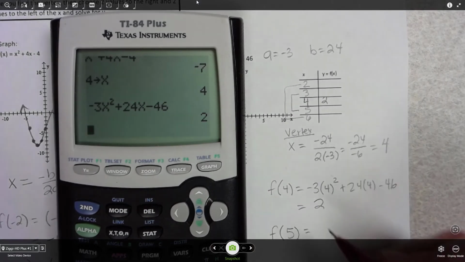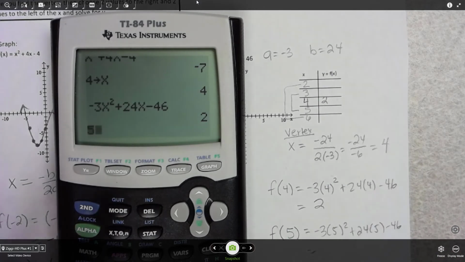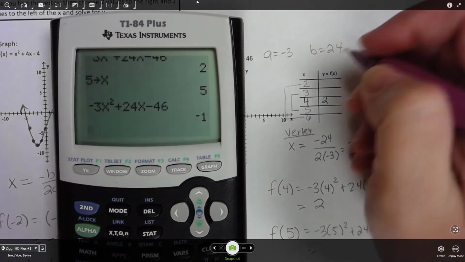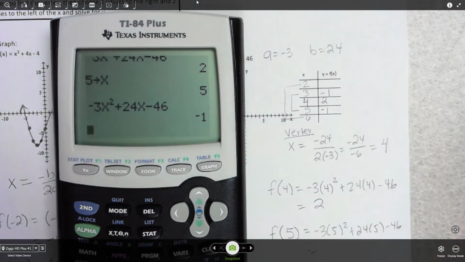Alright, so let's plug in the 5. So everywhere there's an x, we'll put in a 5. I'm going to use my calculator to do that for me. Alright, and I get negative 1. That means also that when x is 3, y is negative 1.